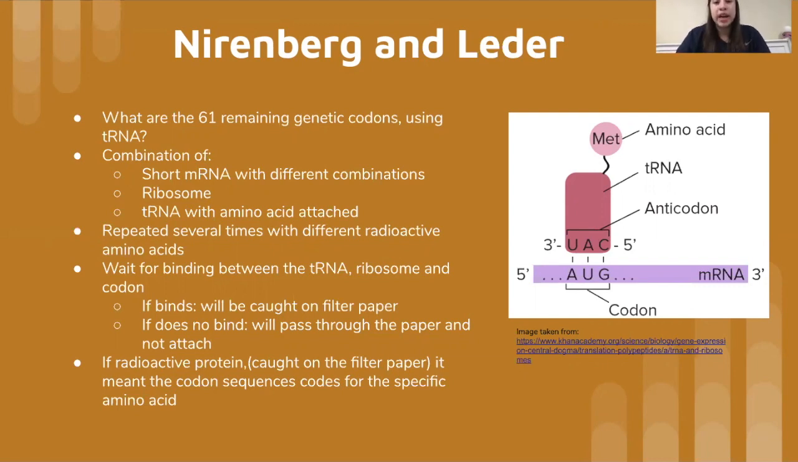But if there was an attachment, that meant that a radioactive amino acid was present, and whatever codon was used would mean that that specific amino acid corresponded with that specific codon sequence. So that's how they were able to determine the 61 remaining genetic codons.